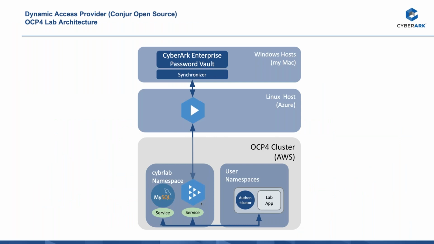So this is the architecture for the lab examples that we're going to walk through here. The Enterprise Password Vault is actually running on my laptop here down in Austin, Texas. It is synchronizing secrets to a primary node in the Dynamic Access Provider cluster. The Dynamic Access Provider is a solution formerly known as Conjur Enterprise. It is a part of the CyberArk product suite. There is an open source version available called Conjur still, so conjur.org is where you would go to get the open source version. The enterprise version is called Dynamic Access Provider.